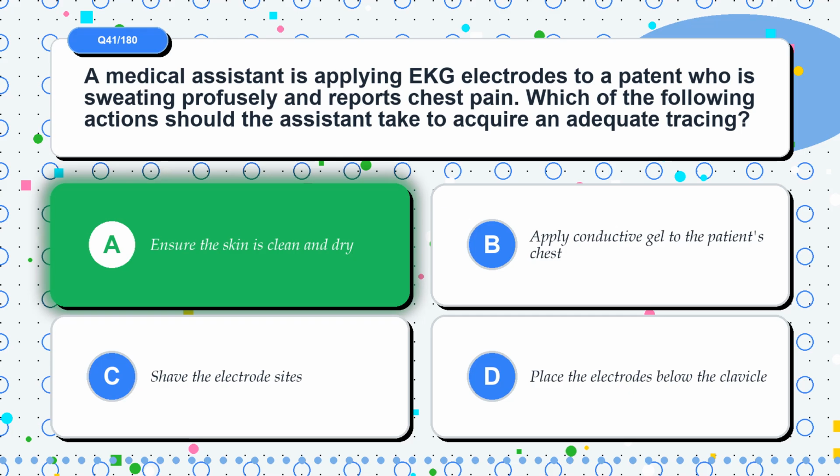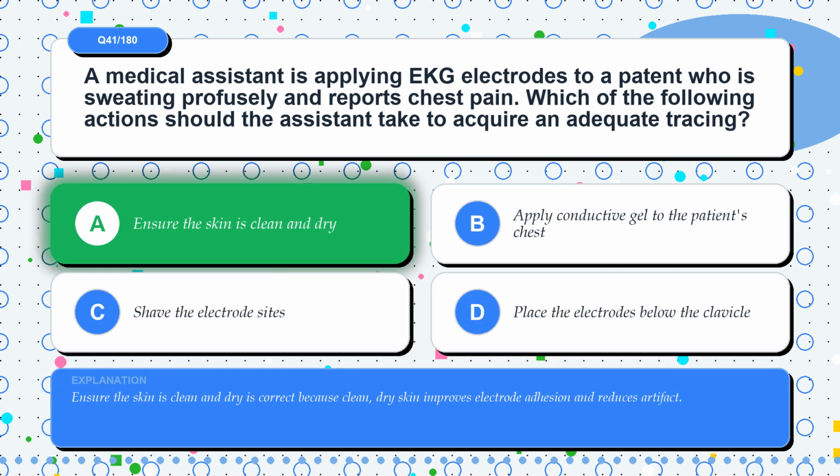The correct answer is option A, ensure the skin is clean and dry. Ensure the skin is clean and dry is correct because clean, dry skin improves electrode adhesion and reduces artifact.